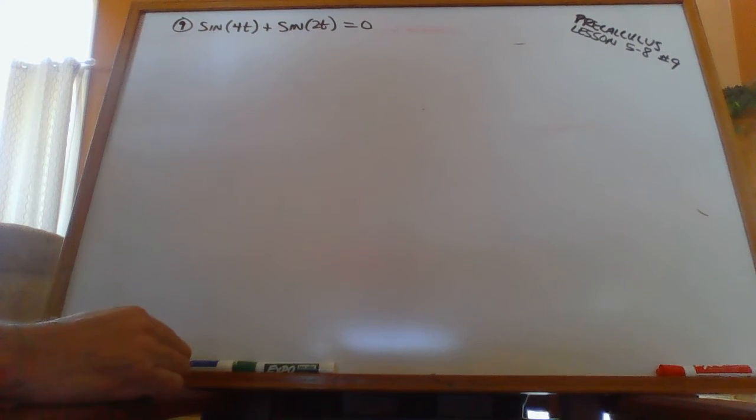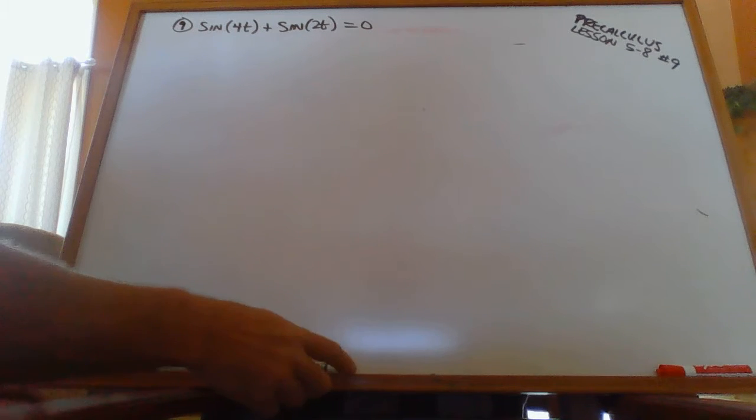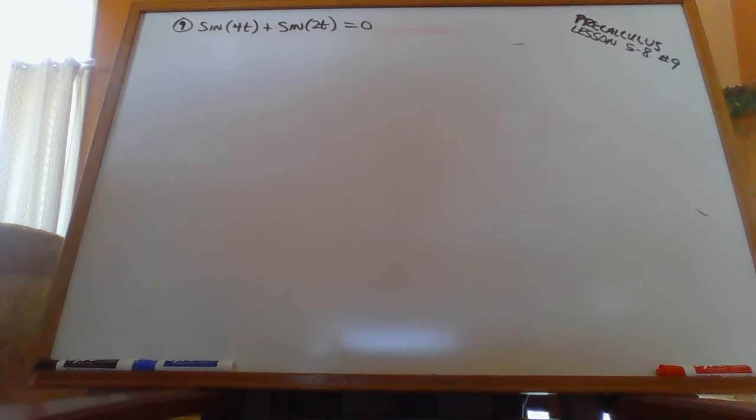Okay, good morning, everybody. Got a request for this particular problem. This is lesson 5.8, and it's problem number 9. And it says sine of 4t plus sine of 2t equals 0. Now that seems like a pretty straightforward, easy problem at first, but there's a lot of algebra here.